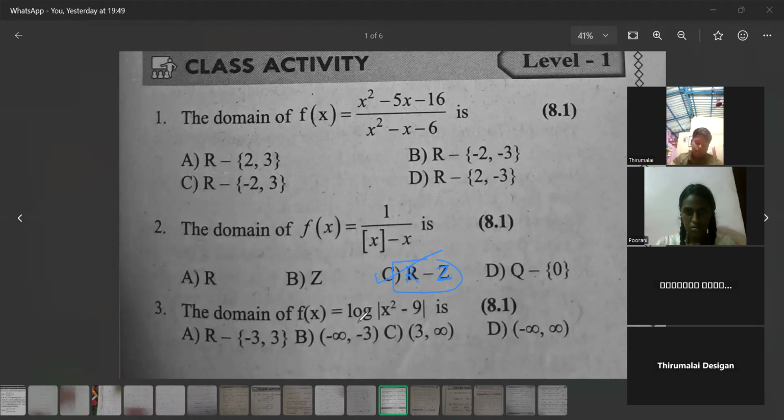Next one, log of x square minus 9, mod of x square minus 9, right?